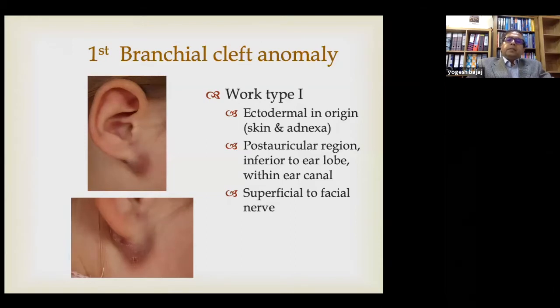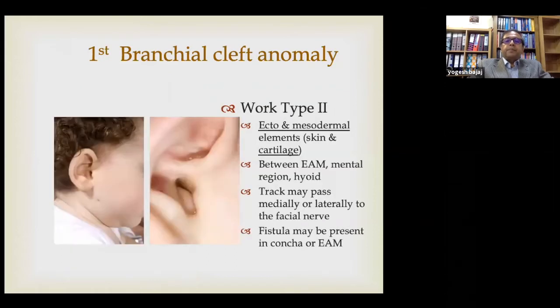These first cleft anomalies are divided by the Work classification. Work type 1 is only ectodermal in origin, and the tract or the lump can be superficial to the facial nerve. This is another child, more classical, who has not had any infection. You can see a tiny fistula there, and also a swelling along the floor of the ear canal.